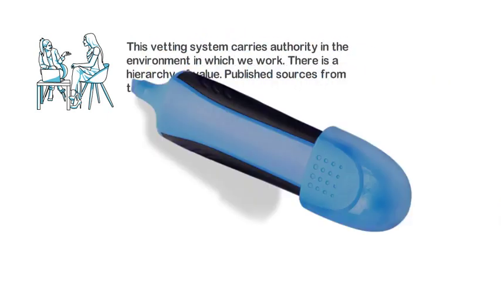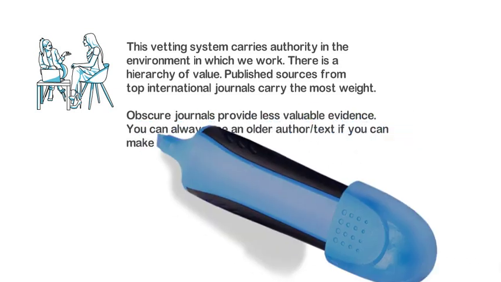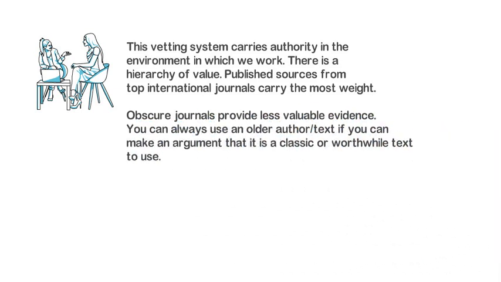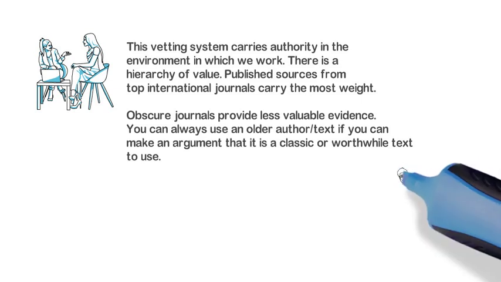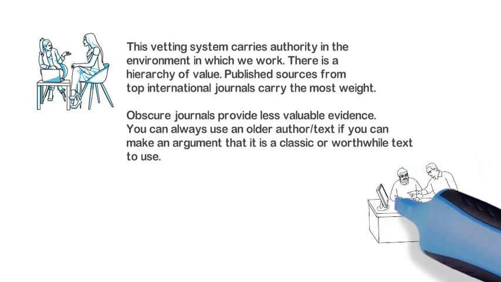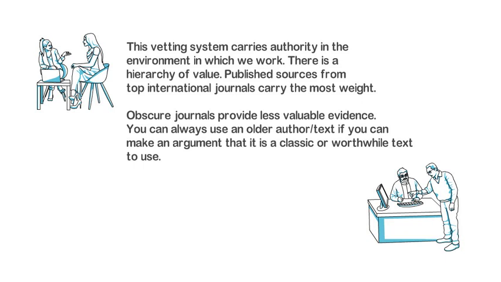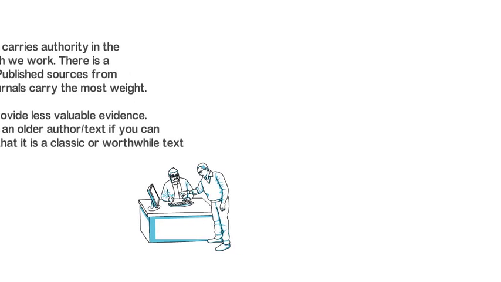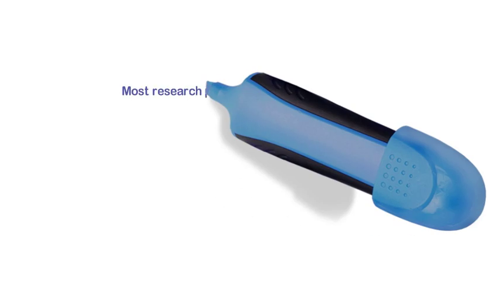This vetting system carries authority in this environment and sets up this hierarchy of value. Published sources from top international journals carry the most weight. Obscure journals or journals that are less well known provide less valuable evidence. That's not to say you can't use them, but you would have to construct an argument before using that text and explain why it's worthwhile.